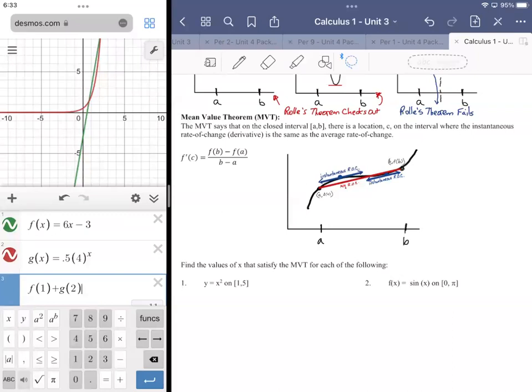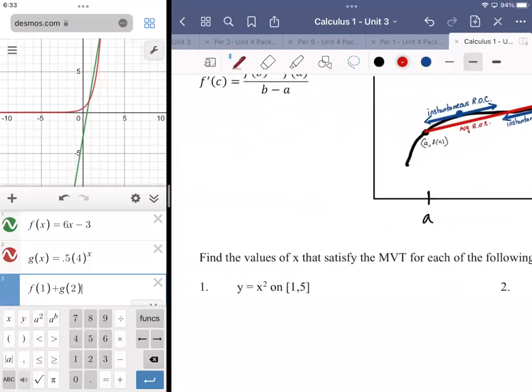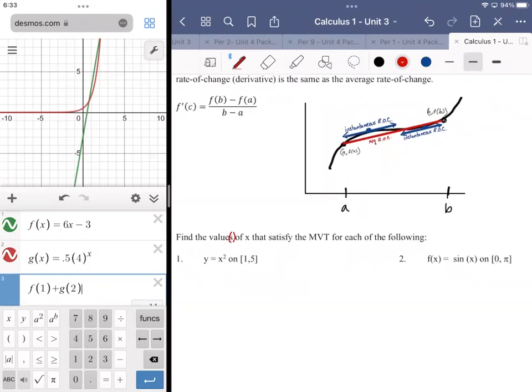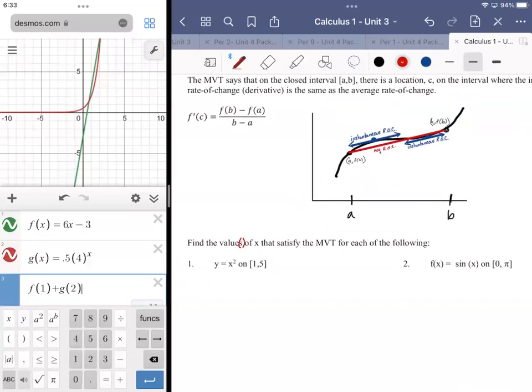All right. So find the values of x that satisfy the mean value theorem, MVT for mean value theorem, for each of the following. Now, FYI, this is, I'll call it, a typo. There should be parentheses around the S because it could be more than one, but we don't know that there's going to be multiple. So if somebody's in need of typo bonus for unit 3, perhaps you can get on that.